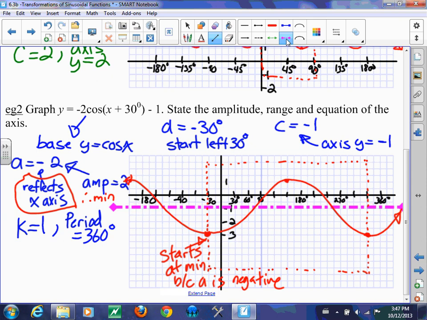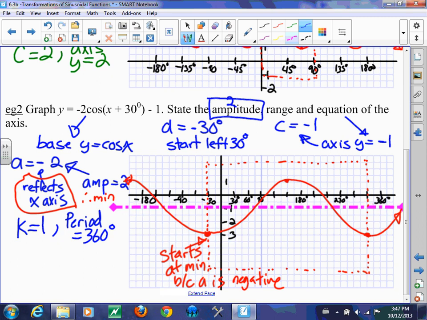All right. So what do I need to answer? Amplitude equals 2. The range we'll do in a second, and my equation of axis is here. So what's the range going to be? y belongs to the set of real numbers such that, what's our minimum value? Negative 3 has to be less than or equal to y, and that has to be less than or equal to 1, which is our maximum.